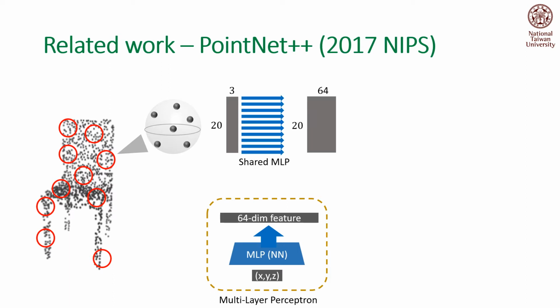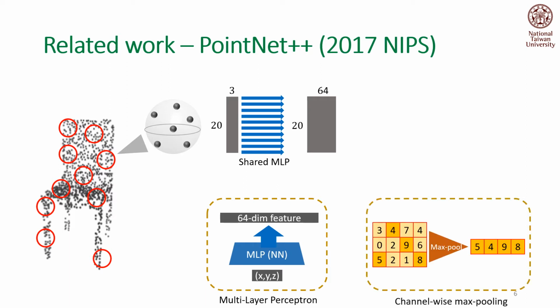Applying shared MLP on all the points, the input point cloud is mapped to a feature map, which is a 20×64 matrix. After that, channel-wise max pooling is applied. This layer selects the largest number among all points for each channel. So by applying max pooling, the feature map is mapped to a single feature vector of 64 dimensions, and it describes all the geometric information of this local region.